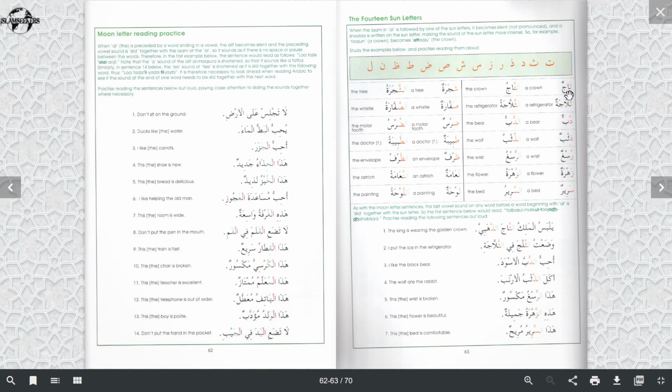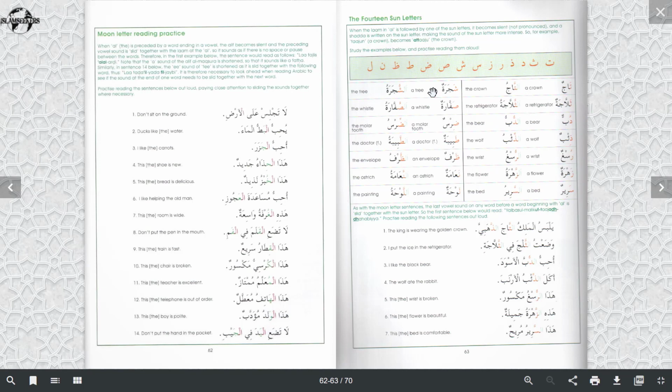Column 1. Tajun. A crown. At-taju. The crown. Thallajatun. A refrigerator. Athallajatu. The refrigerator. Dubbun. A bear. Ad-dubbu. The bear. Dhi'bun. A wolf. Ad-dhi'bu. The wolf. Rus'gun. A wrist. Ar-rus'gu. The wrist. Zahratun. A flower. Az-zahratu. The flower. Sarirun. A bed. As-sariru. The bed. Column 2.